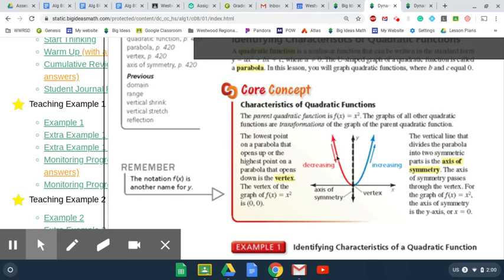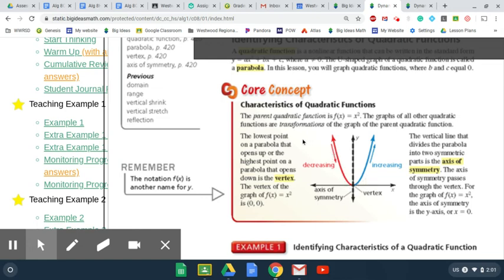If you look at the graph of this quadratic function for the parent function, notice how the middle is right at the origin and it forms this kind of U-looking shape, which is our parabola. The graphs of all other quadratic functions are transformations of the graph of the parent quadratic function. So when we start adding other numbers and x's to this equation, this graph is going to change how it looks. Let's just focus on how this graph looks here, and we can relate that to any quadratic function that we're talking about.